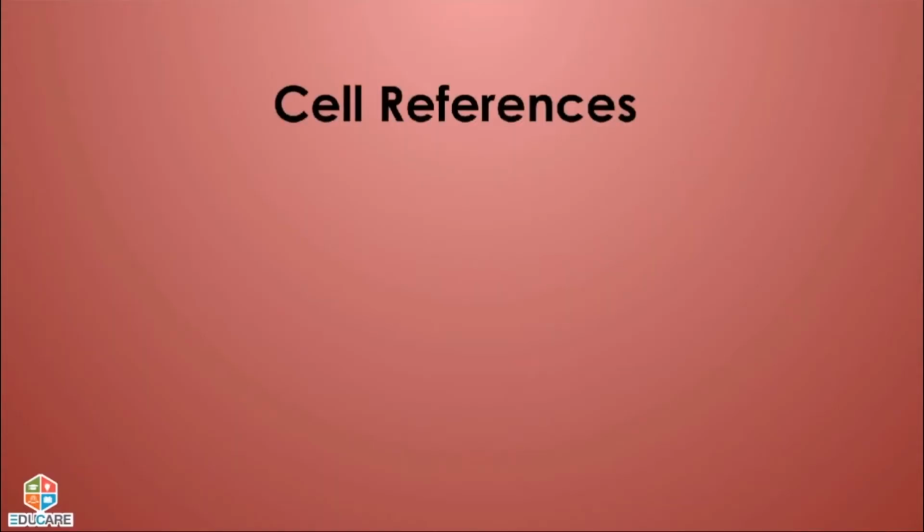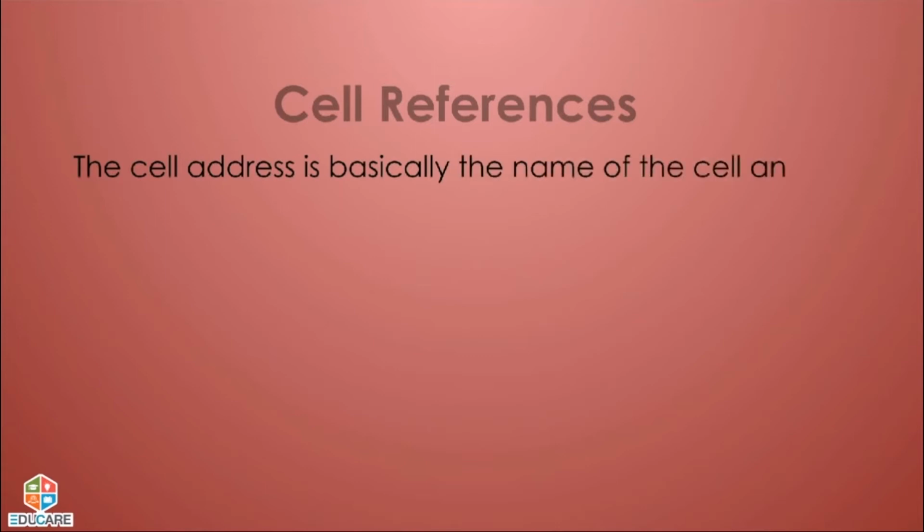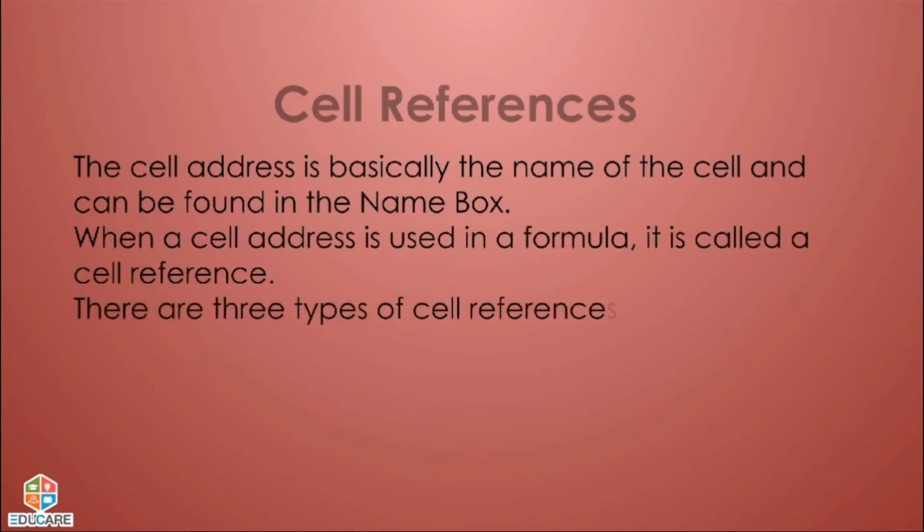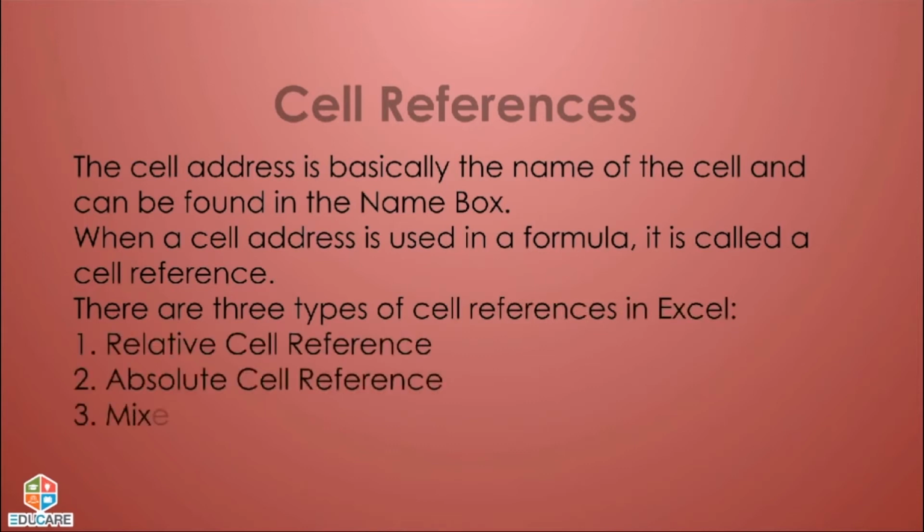Cell references. The cell address is basically the name of the cell and can be found in the name box. When a cell address is used in a formula, it is called a cell reference. There are 3 types of cell references in Excel: relative cell reference, absolute cell reference, and mixed cell reference.